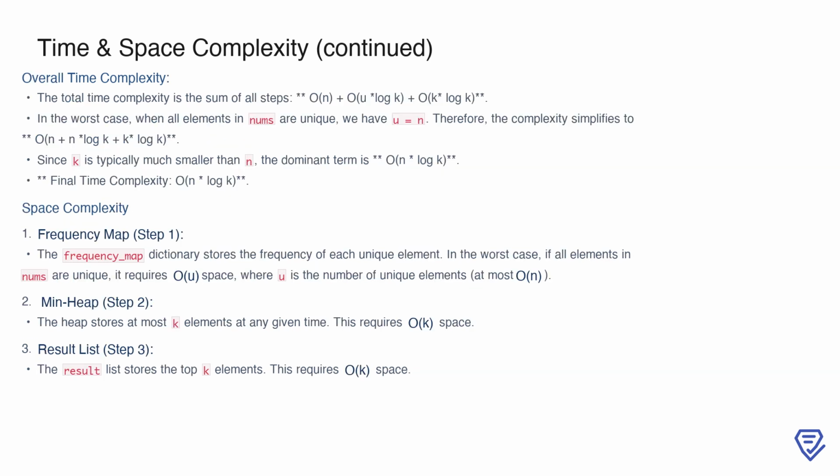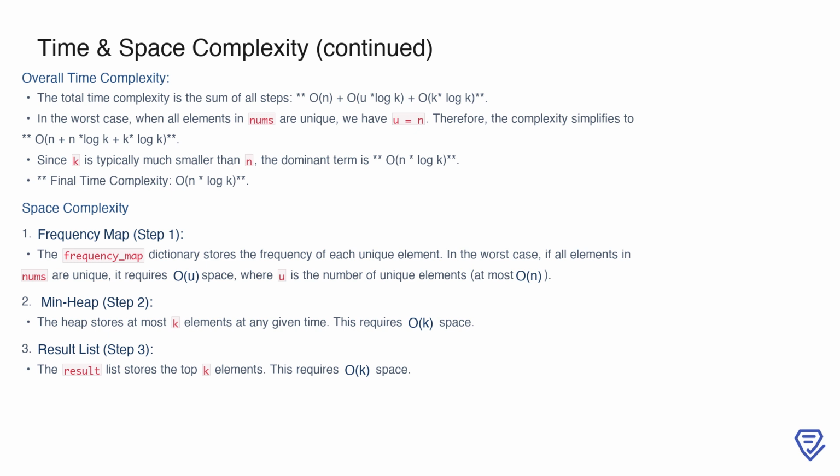Now, we calculate the overall time complexity by summing up the contributions of all 3 steps. The total cost becomes O(n) plus O(U * log k) plus O(k * log k). In the worst-case scenario, where each element in nums is unique, U equals n. Substituting this, the complexity simplifies to O(n + n * log k + k * log k). Since k is typically much smaller than n, the dominant term is O(n * log k), and so the final time complexity for this solution is O(n * log k).